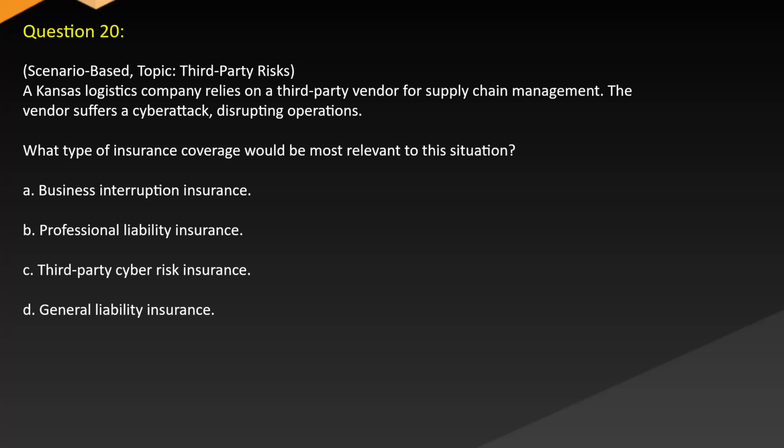A Kansas logistics company relies on a third-party vendor for supply chain management. The vendor suffers a cyber attack, disrupting operations. What type of insurance coverage would be most relevant to this situation? A. Business interruption insurance. B. Professional liability insurance. C. Third-party cyber risk insurance. D. General liability insurance.